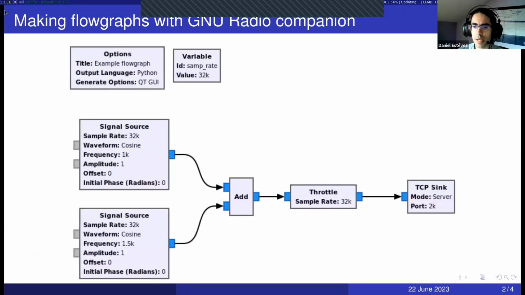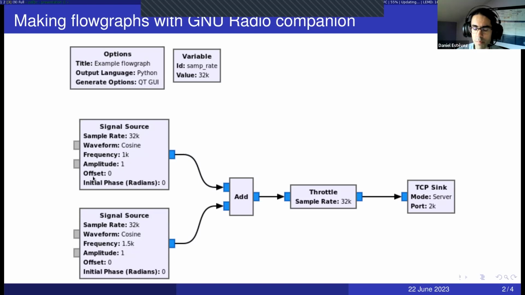Okay, so this is a very simple example of a flow graph in GNU Radio Companion. This is how the flow graphs you draw in there look like. And here we have two blocks. They are signal sources, so they are generating a signal. It's a cosine. So everyone knows your sinusoid functions. They are the most simple signals you can have because in the frequency spectrum, they are just a single tone. And here we are generating two cosines of 1 kilohertz and 1.5 kilohertz.